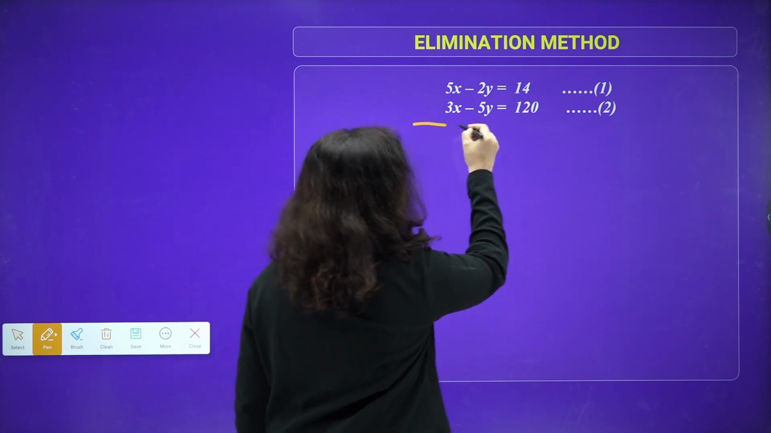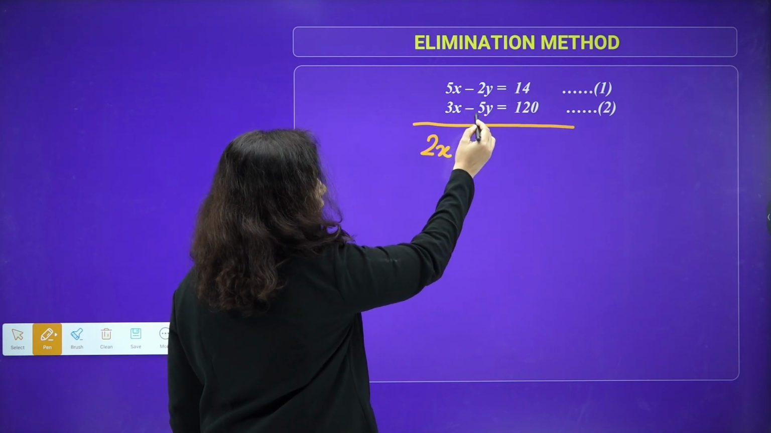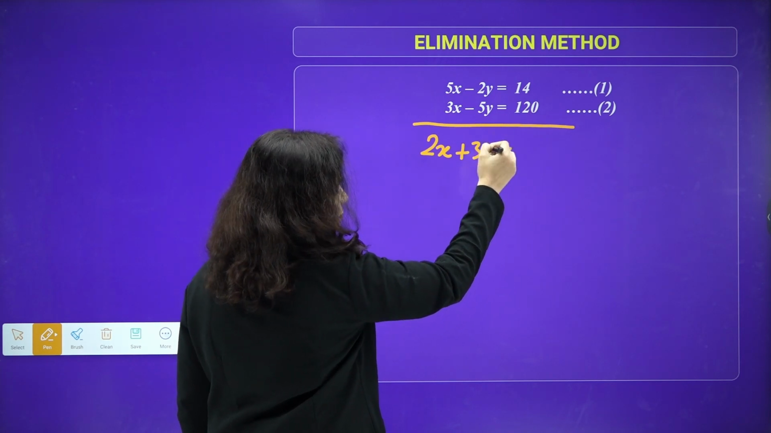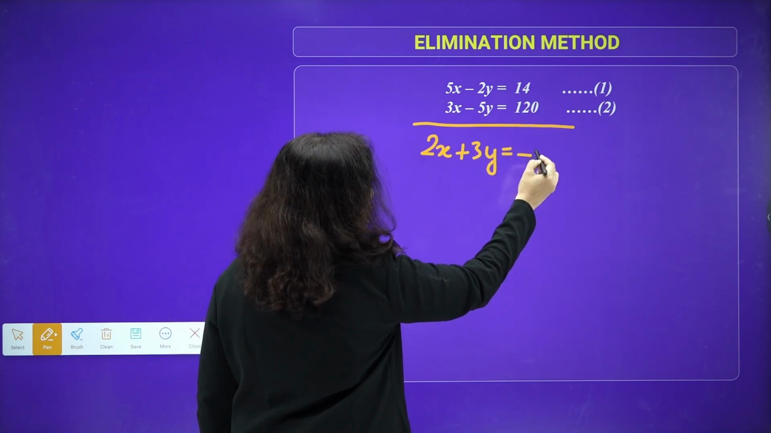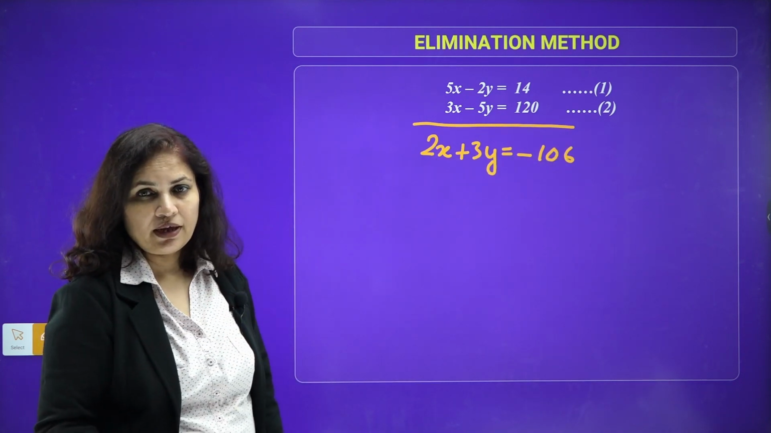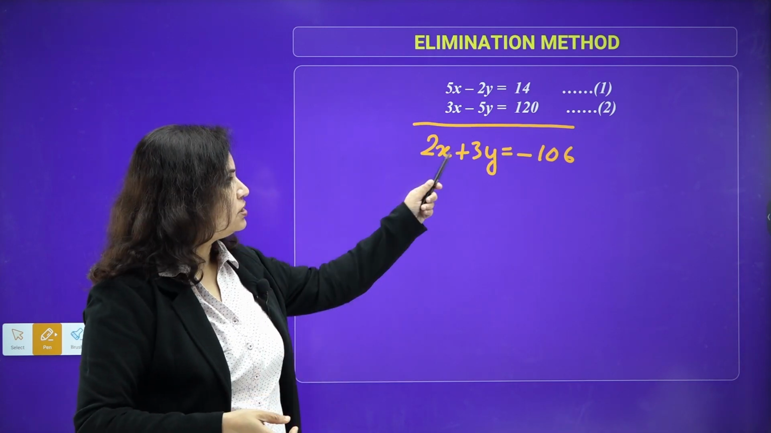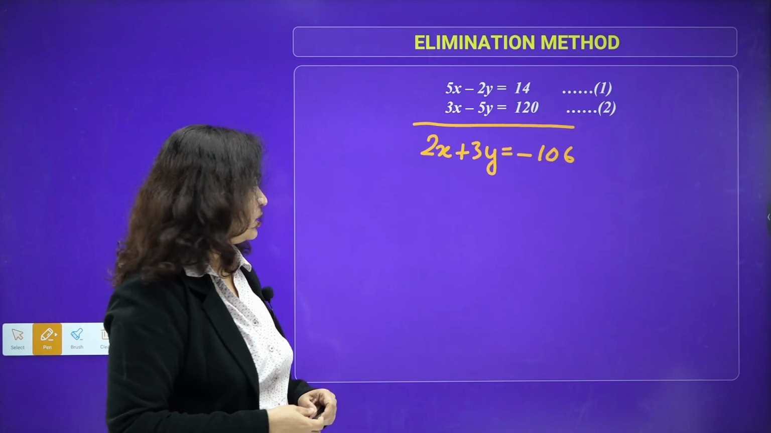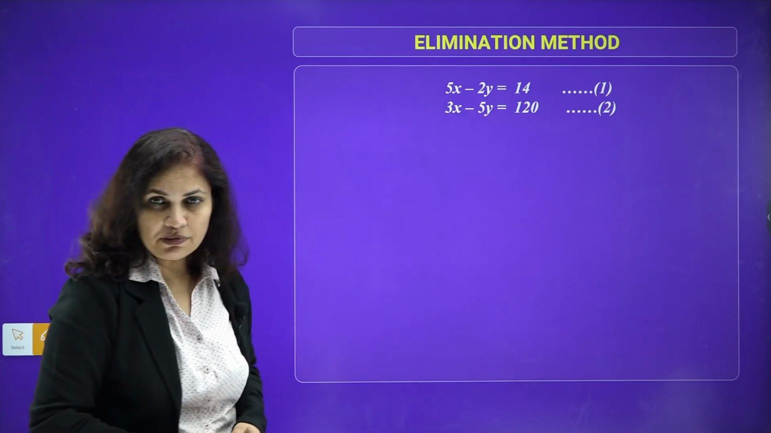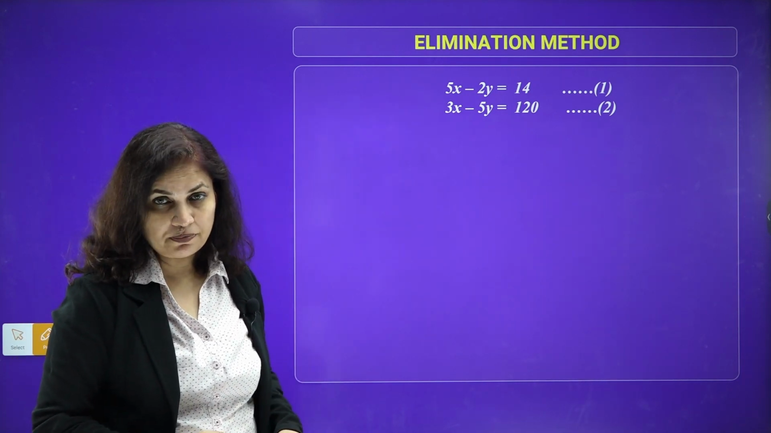If I subtract like this, I'll get 2x minus 2y minus 5y plus 3y equal to 14 minus 120, that is equal to minus 106. I am still left with x and y and I cannot solve it further because I again have an equation in two variables. Now what to do? In order to eliminate, I must make the coefficients equal.